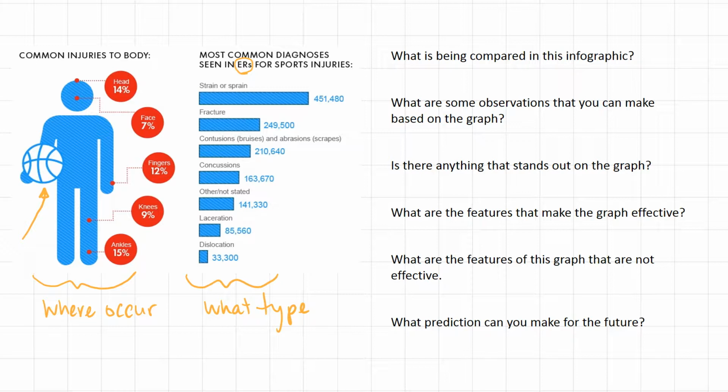So what is being compared? The location and the type of sports injury. So what can I say based on this infographic? So here we're asking you to just take a look at sort of the broad trends and things that stand out in the next two questions, and I'm looking at the left-hand one, and I'm seeing that the head and the fingers and the ankles, they're the most prominent place where you would get an injury.